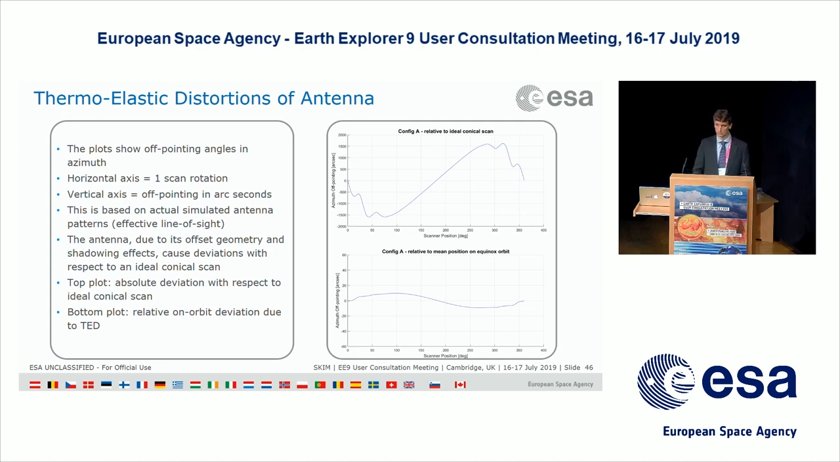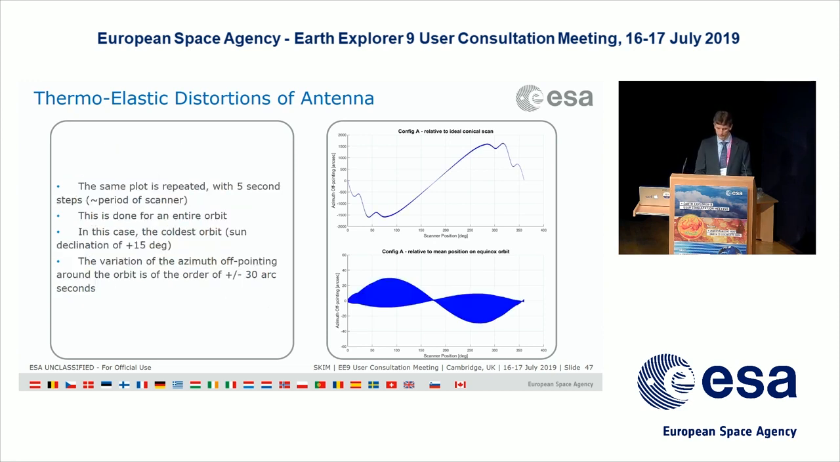So we can do this, as I explained, every 5 seconds, and here we're now plotting all the rotations one by one. So every line is one rotation of the conical scanner, and we've done this for an entire orbit. In this particular case, it is done for the cold orbit, and the plot on the right, the lower plot on the right, is showing you the relative.